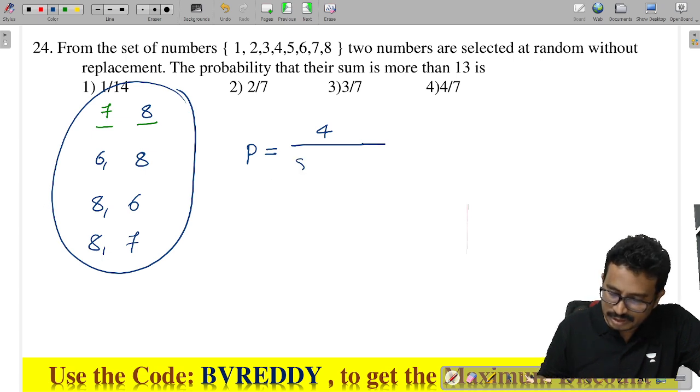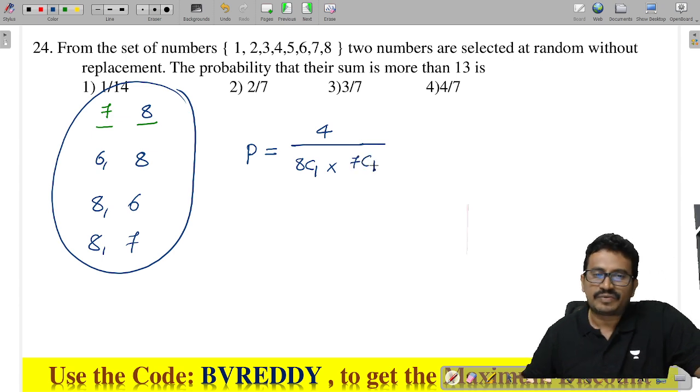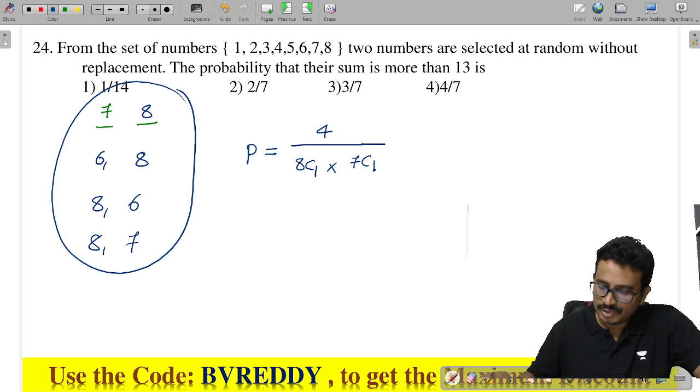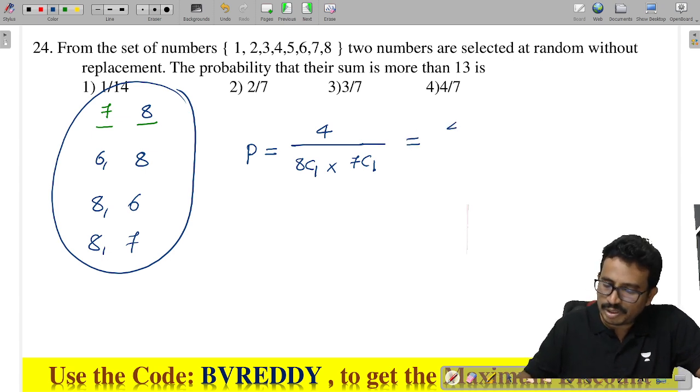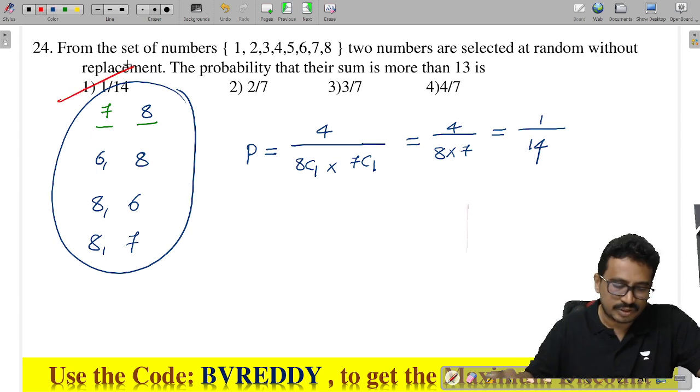So that means 8C1 into 7C1. One after the other we have picked the numbers. Right? So how much will you get? You tell me now here. 4 by 8 into 7. So simplify this. What will we get here? 4 2's, that is 1 by 2, 14. The option which is the first option.